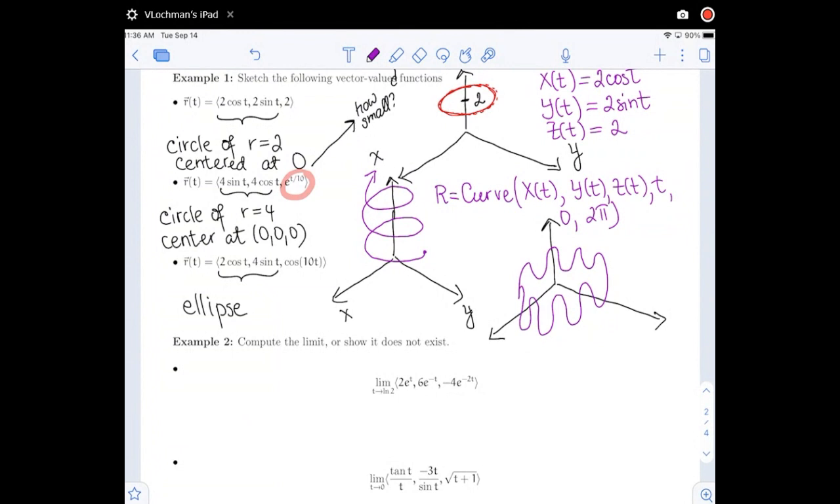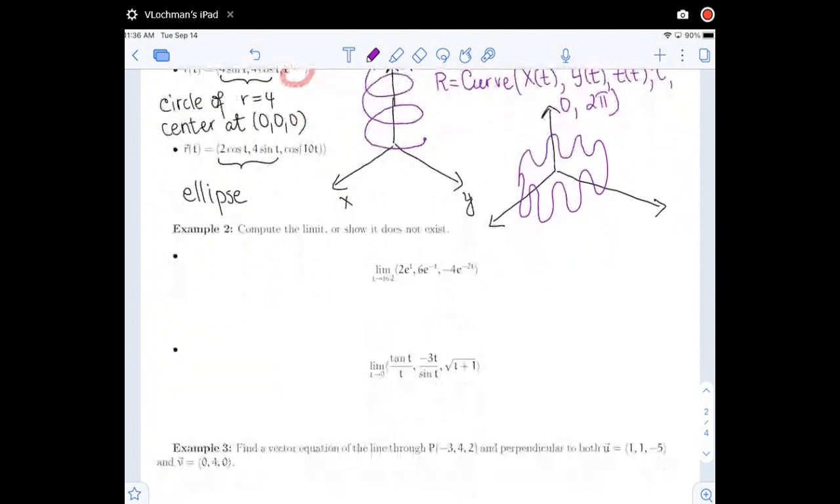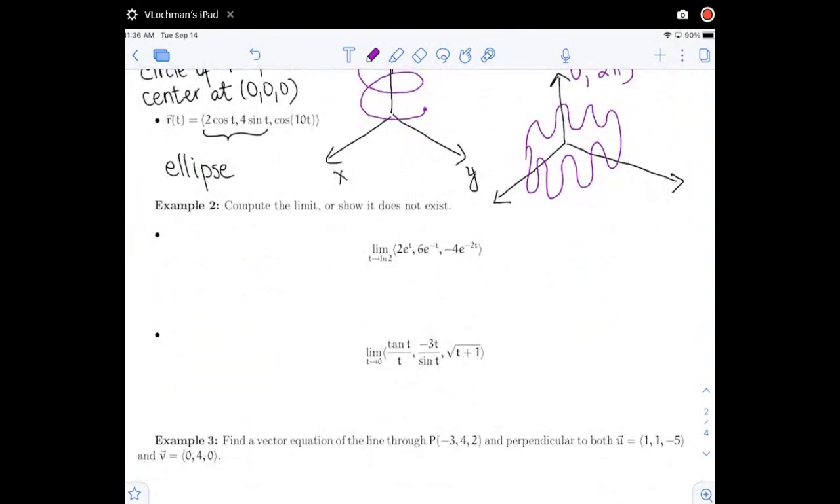No questions? All good? All right. Then the next objective we have is computing the limits or showing that the limit does not exist. This is a concept that you should be familiar with from Calculus 1, except now we have a vector valued function, which means if the limit exists, the result is also a vector, not a number, right?